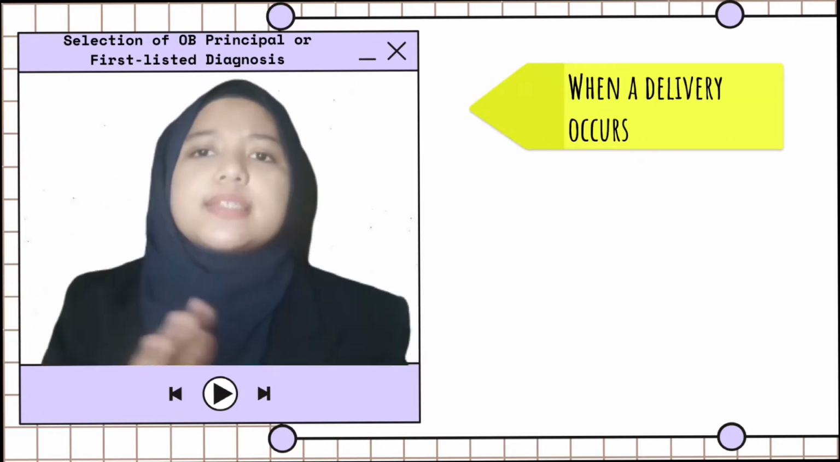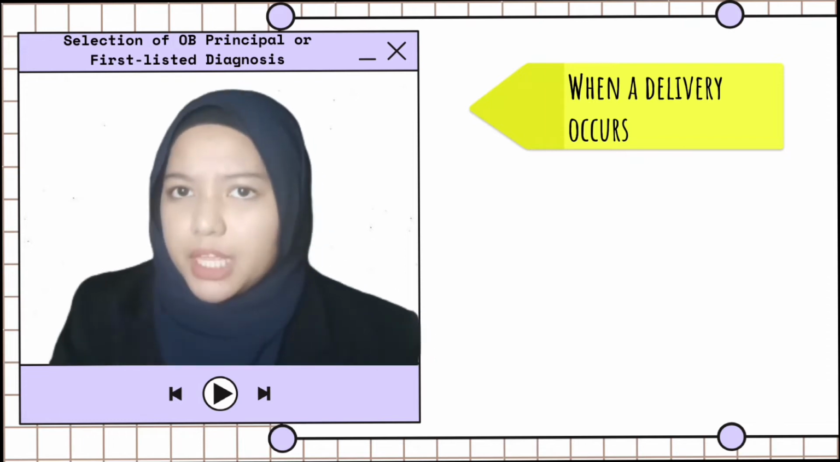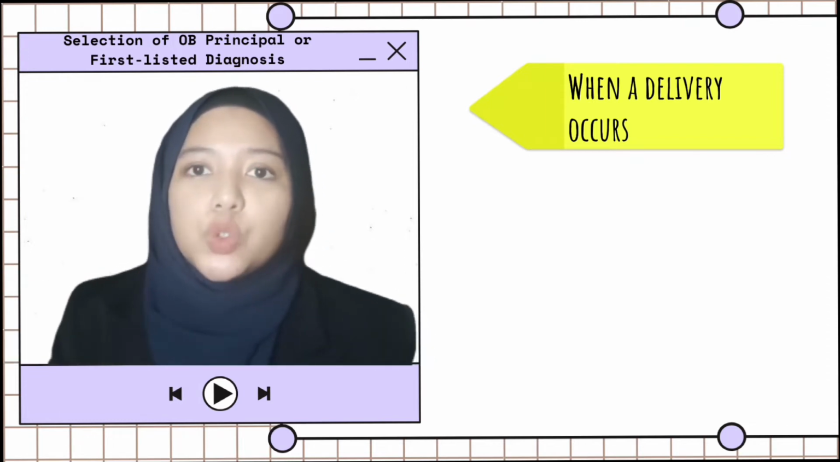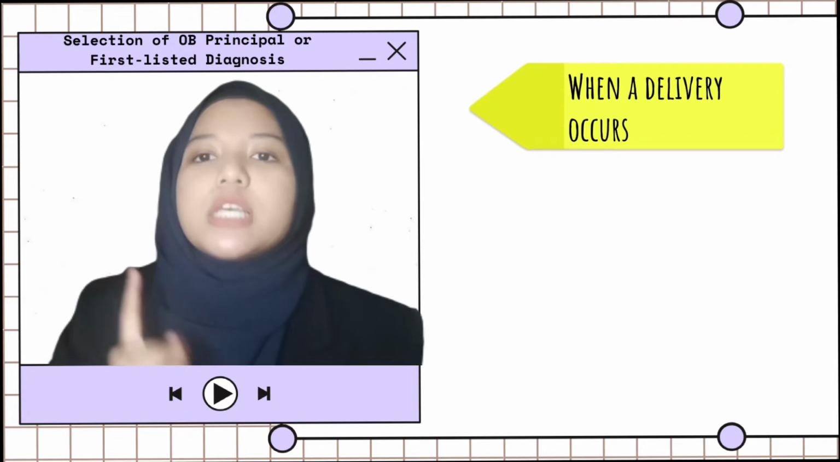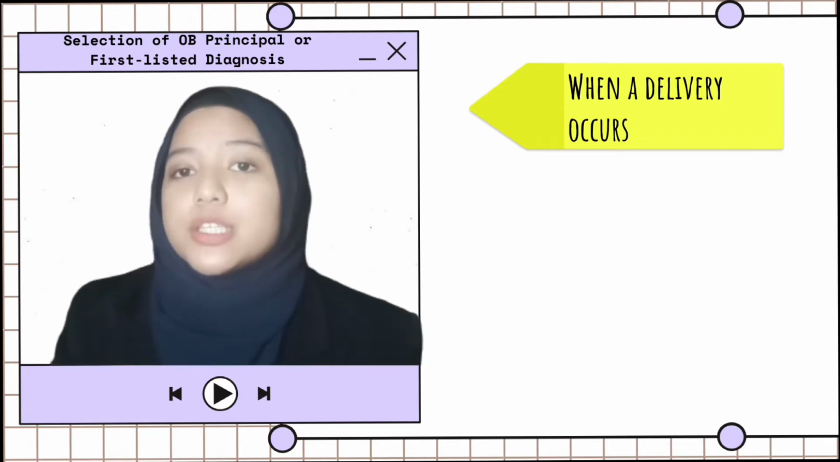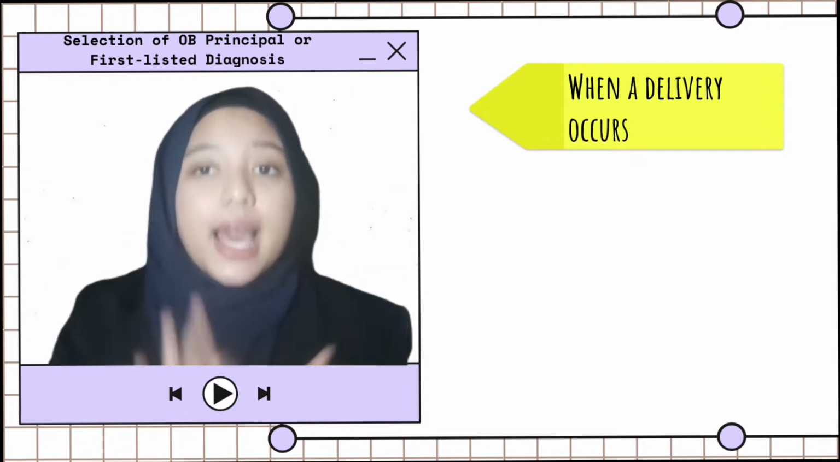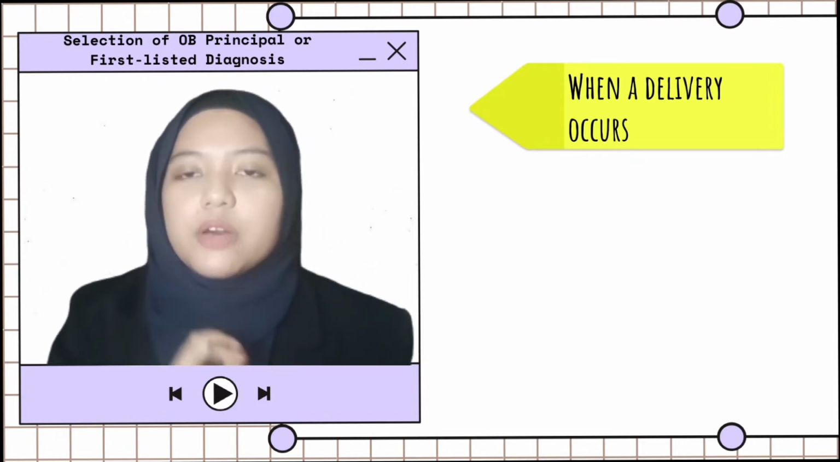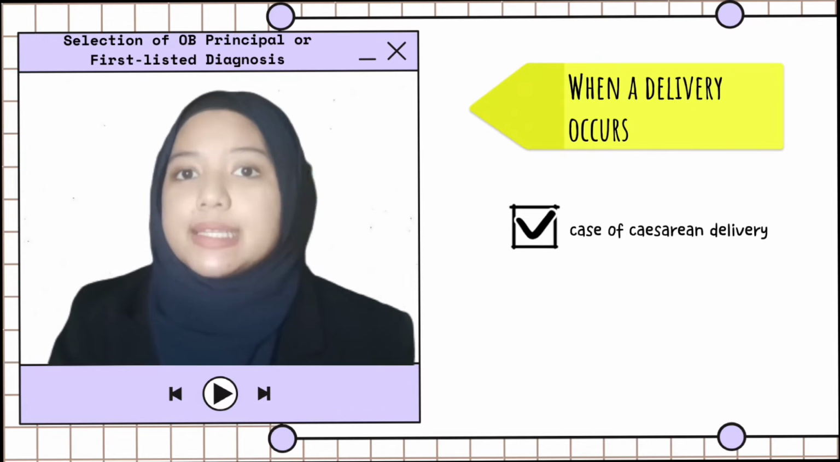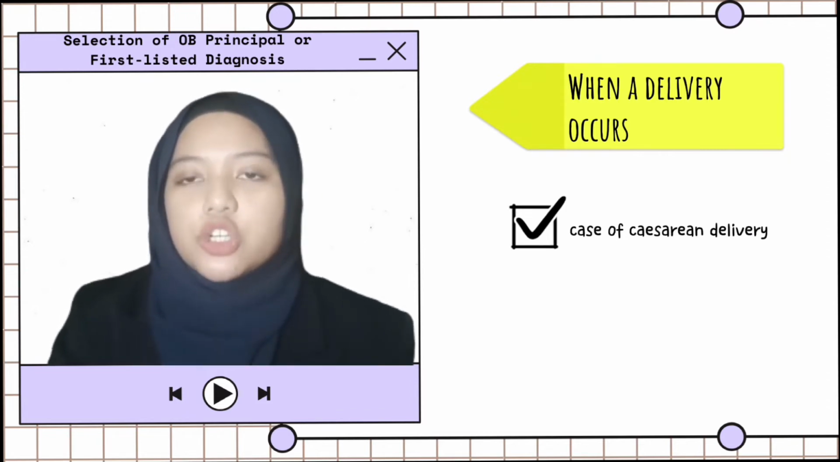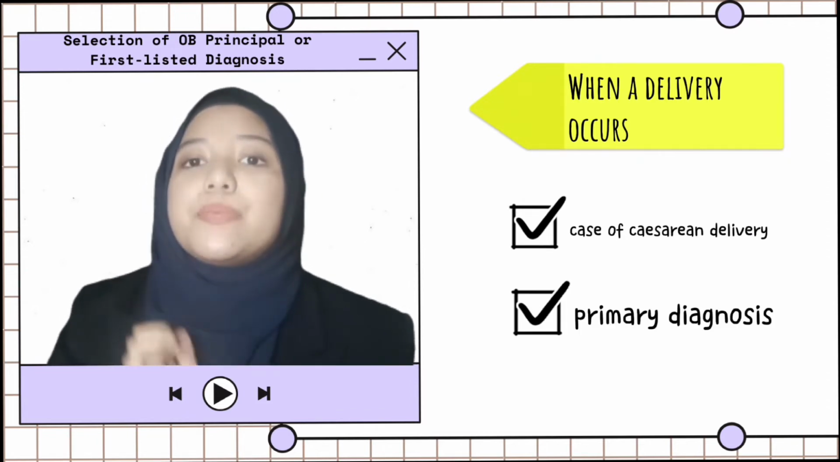This point discusses when a patient is admitted and the diagnosis that is delivered during the admission should be sequenced as the primary diagnosis. For example, in the case of a caesarean delivery, the condition that needed the caesarean surgery should be labeled as the primary diagnosis.